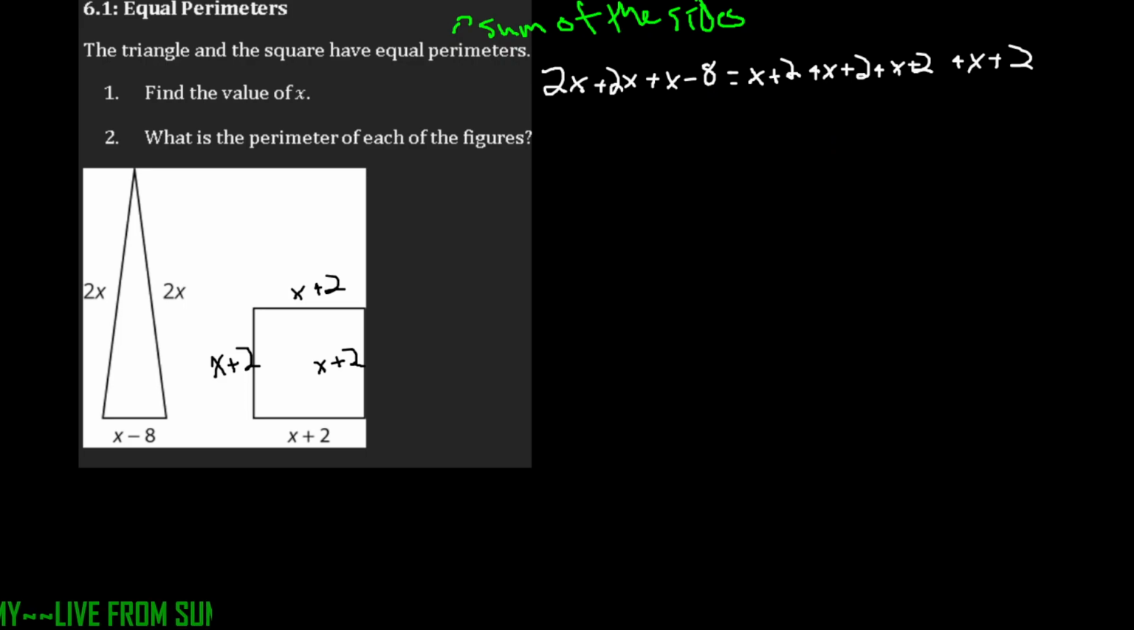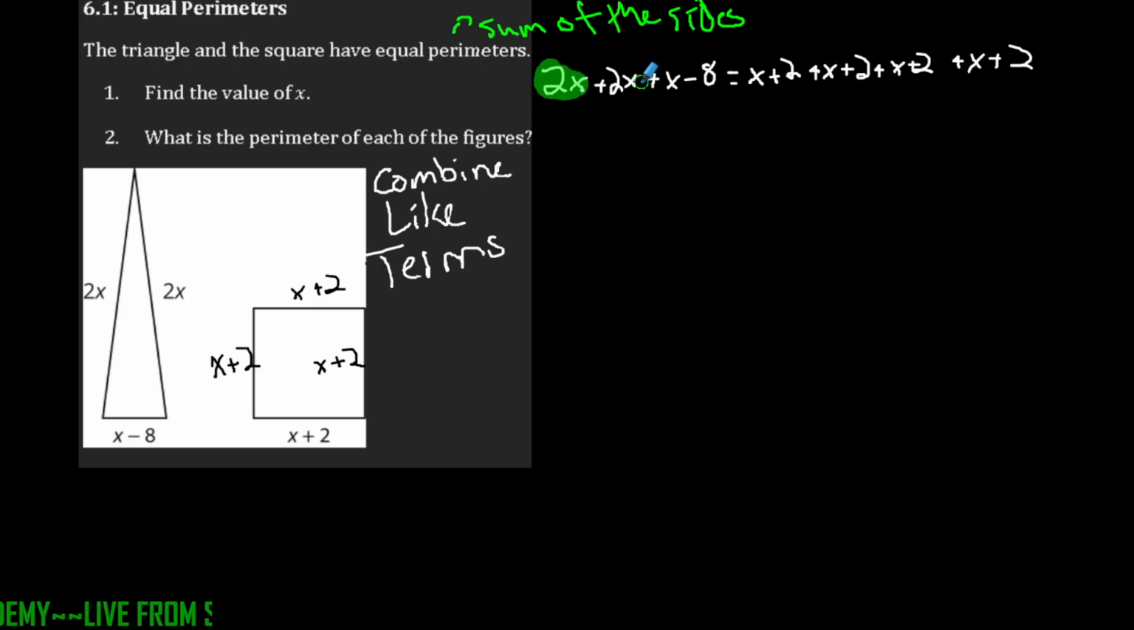So now I can combine like terms. That means if they share a variable in common, I can add their coefficients together. I'm going to work on the left side first. I have 2x, another 2x, and a positive 1x. I'm going to add those together to be 5x, and then the negative 8 comes down.